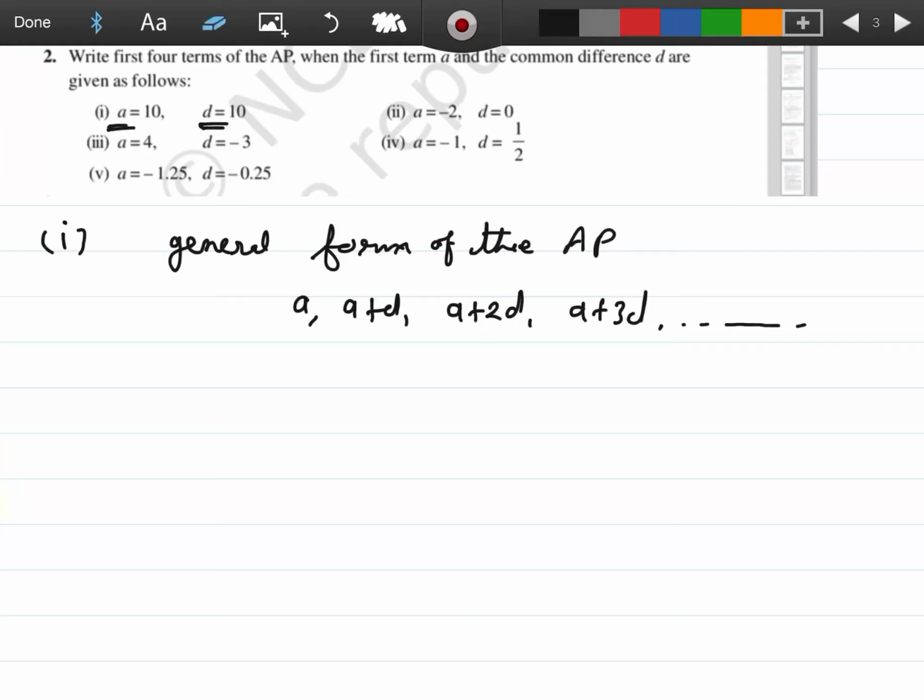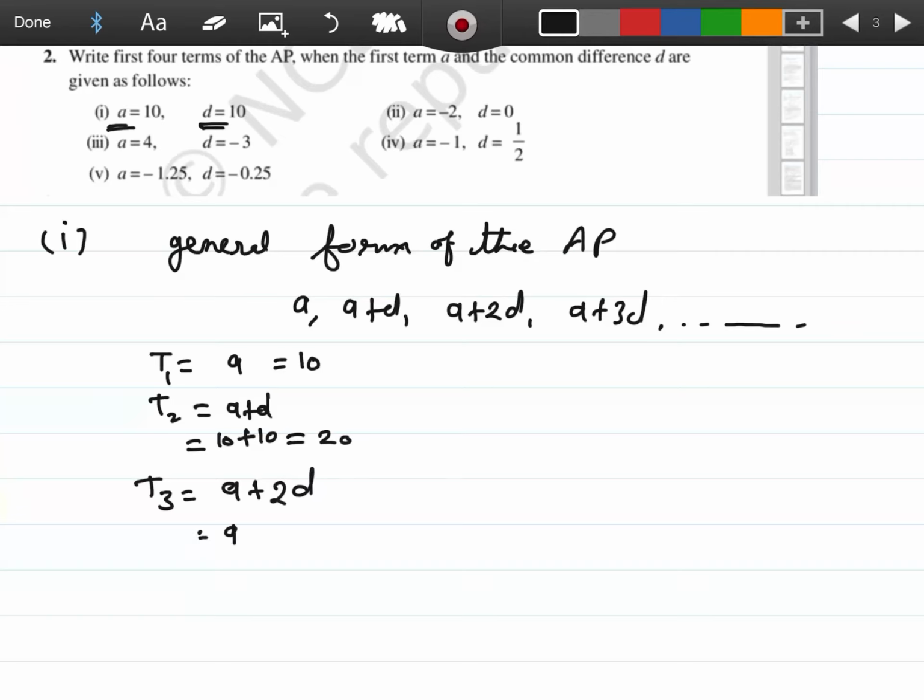So what will be the first term? T1 will be A, which is equal to 10. Term 2 will be A plus D, that is 10 plus 10. The value of A is 10 here, and the value of D is also 10. In this way you are getting 20. And T3 will be A plus 2D. So A is 10, 2 into D, that is 2 into 10. So 10 plus 20, that is 30.